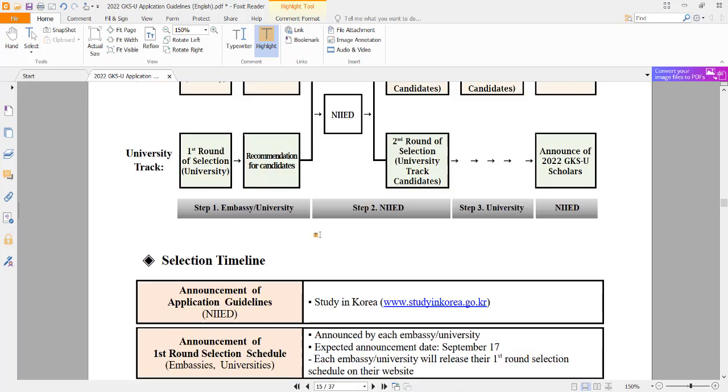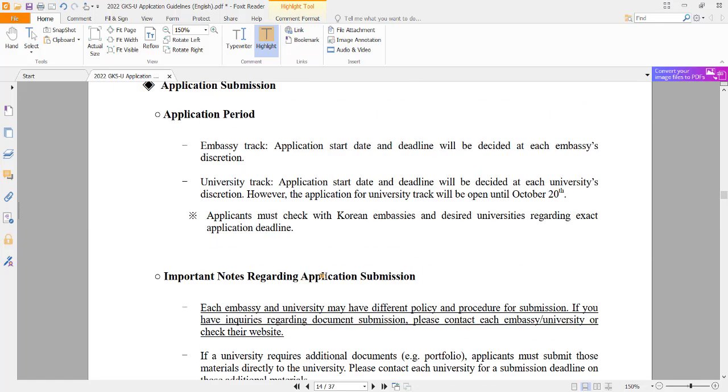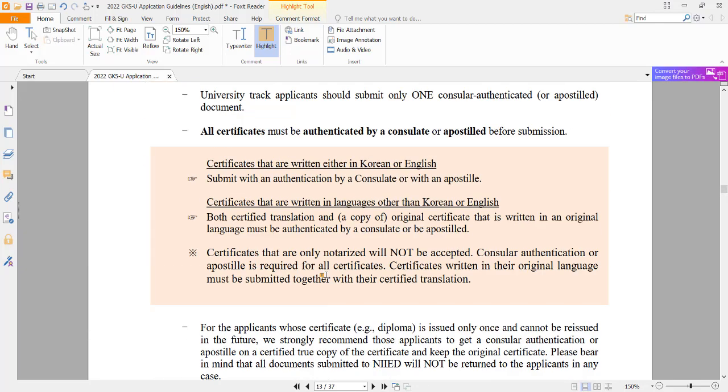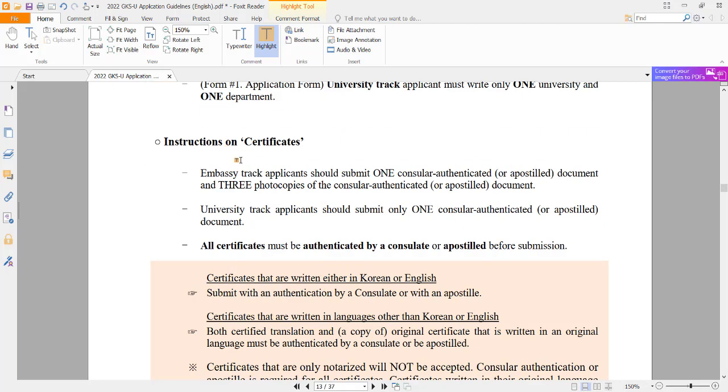So this year, as I was saying, they are not accepting the notarized copy. I'll show you where that is written. Yeah, so, instruction on certificates. As you can see, we have to submit 3 photocopies and 1 original. 1 original means 1 consular authenticated or apostilled. What this means is that either you get your documents authenticated or attested by the consulate or embassy of Korea in your country, or you have to apostille your documents.